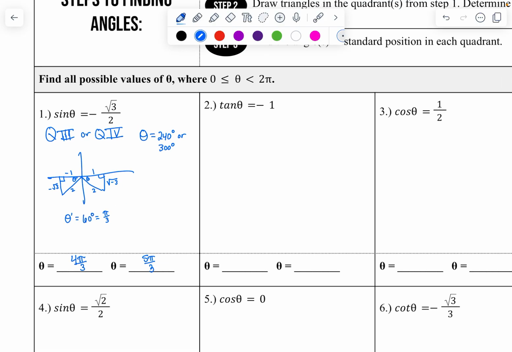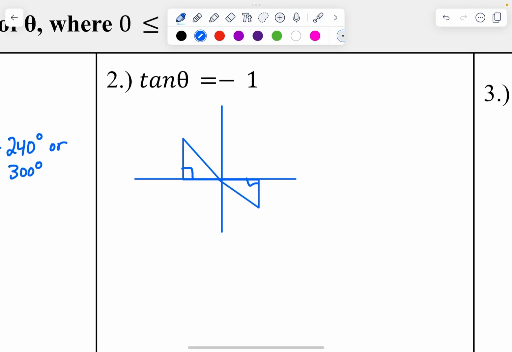All right, number 2, we've got tangent of theta equals negative 1. So for tangent to be negative, we have to be in this quadrant, or down here, because we know tangent is positive in quadrants 1 and 3, and it's negative in quadrants 2 and 4.